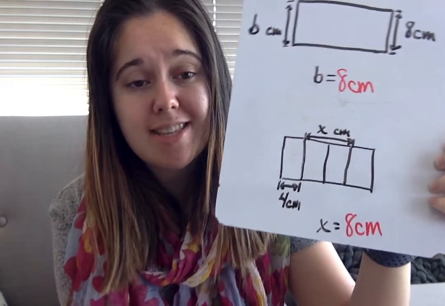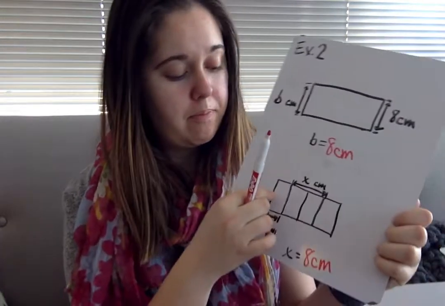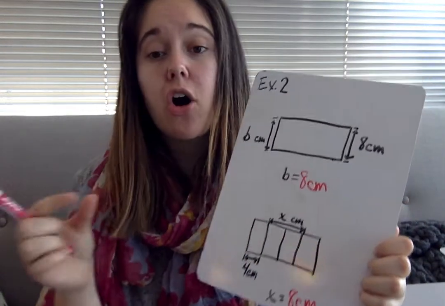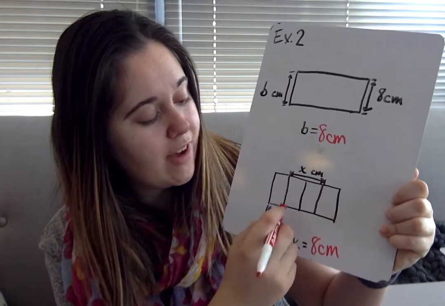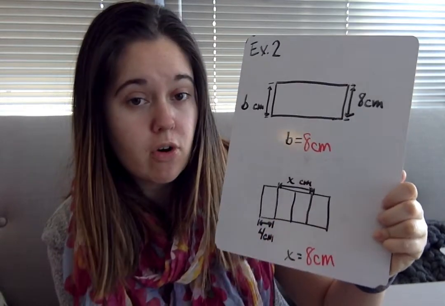How did we arrive at this answer? So we figured out that the 4 congruent rectangles, so these 4 rectangles here that are all the same size, must have the same width. So 2 of those 4 centimeter lengths would be 8 centimeters. So what's the total length here? If I was trying to find the total length, I would find 4 times 4. We'd find 16 centimeters.